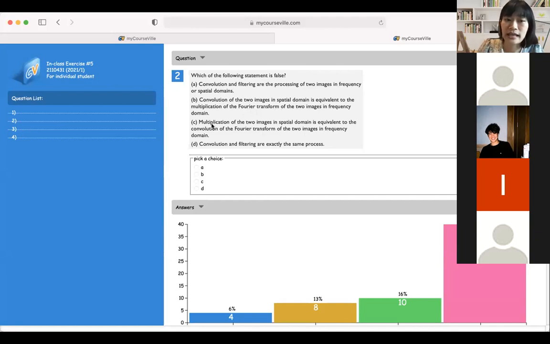Correct, still correct. The third one is multiplication, the other way around from the B, which is that the multiplication of the image in spatial domain is equivalent to the convolution of the Fourier transform of the two images in frequency domain. This one is still correct as well. You can take a look at the slide in the frequency filtering that I've shown, the B and the C in the equation. And the dog, convolution and filtering are exactly the same process. So this one is incorrect.